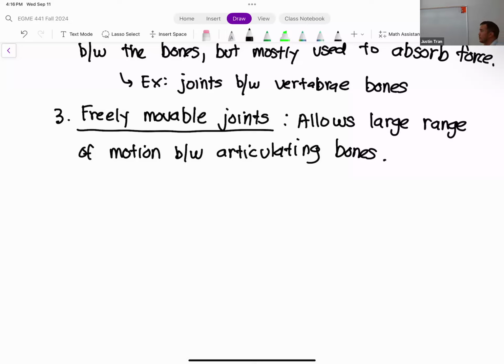And they allow for so much motion that it actually requires some lubrication. There is what's called a synovial membrane that allows these bones to move past each other with minimal friction.